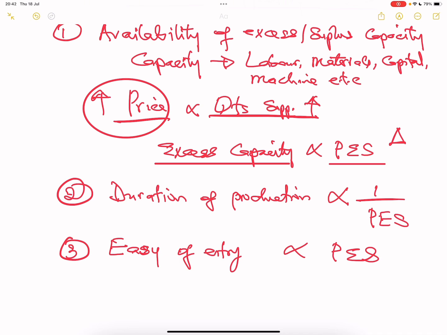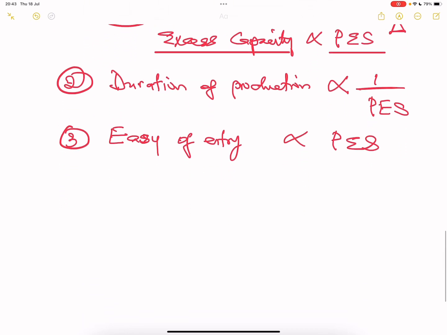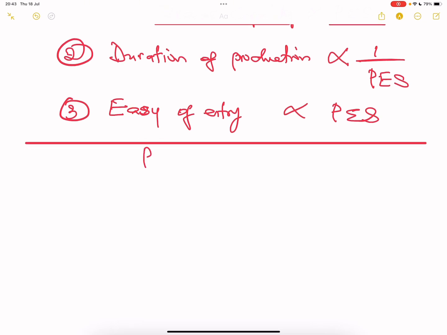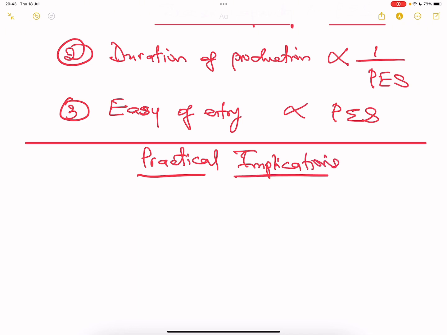There can be more things that can affect elasticity, but I took those three as the most important factors that you must know. Now let's look at practical implications, and please pay attention to this because the question is, all this that we are talking about, how does it affect the supplier? We've talked about price elasticity of demand. We've spoken about price elasticity of supply. Now, what are the practical implications?